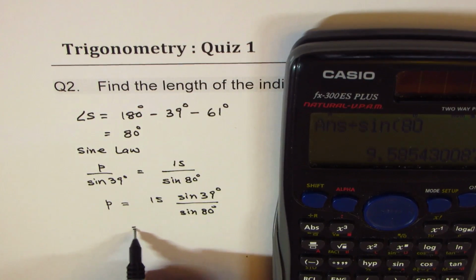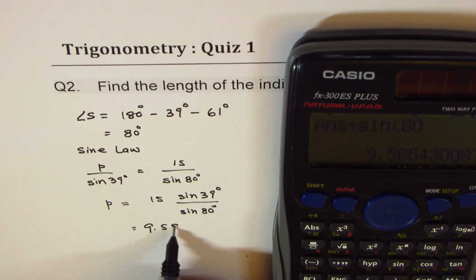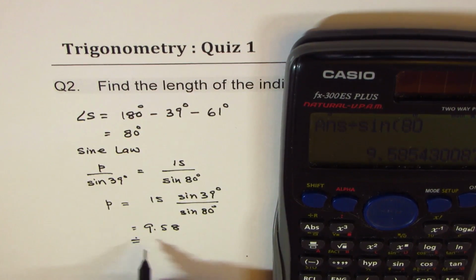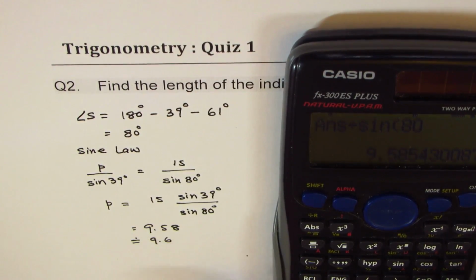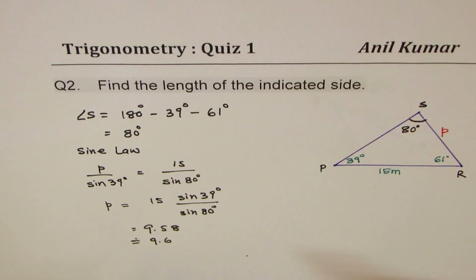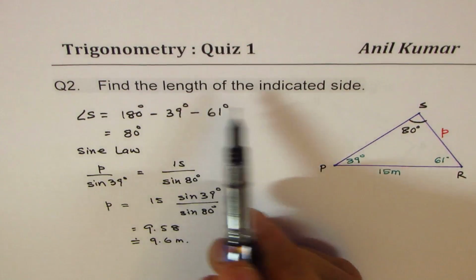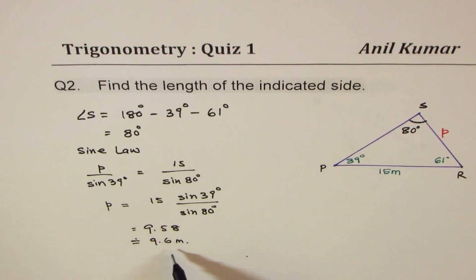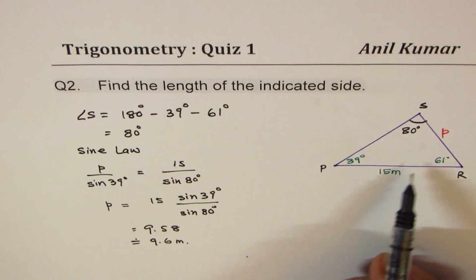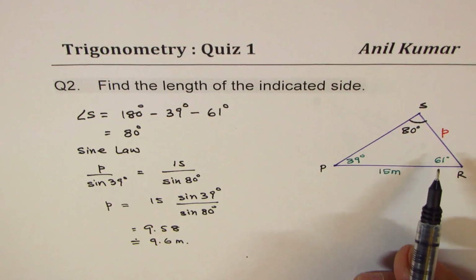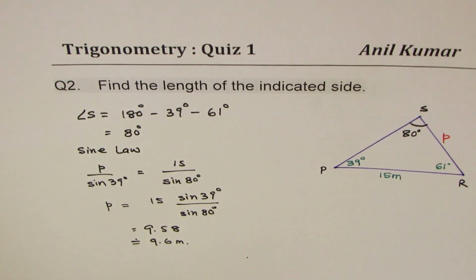That gives us 9.58. We can round this to 9.6. 9.6 meters. So at times they will mention rounded to what, right? So if they say nearest whole number, then you have to write 10 as your answer, correct?